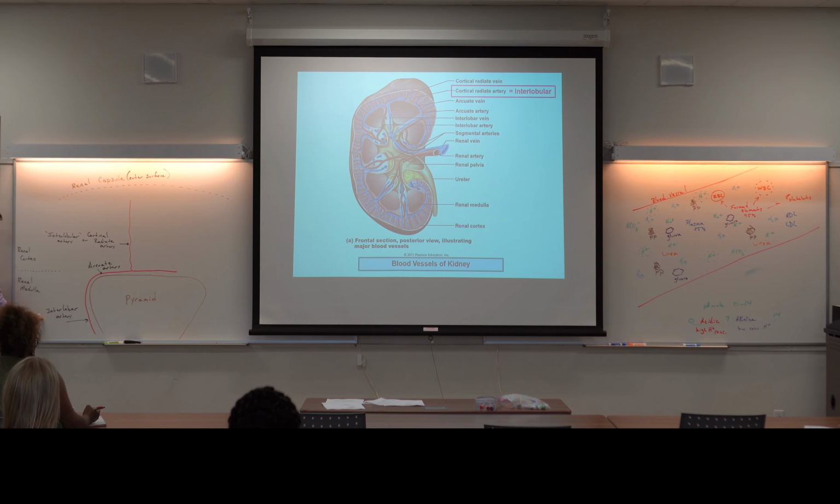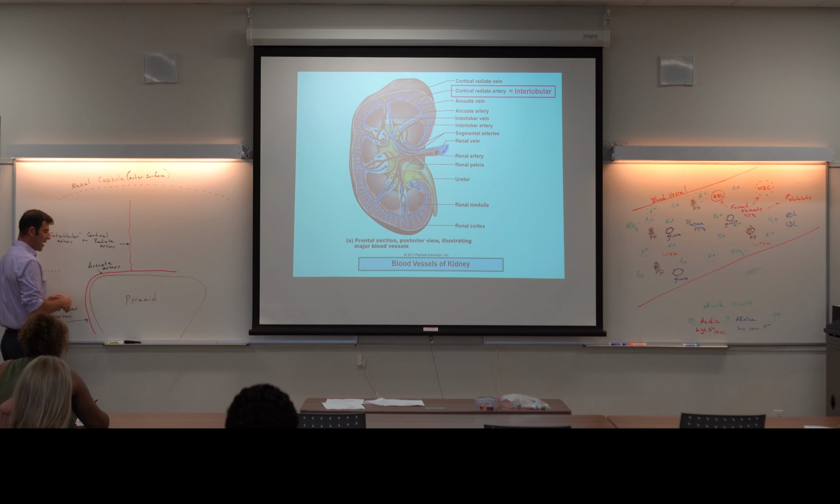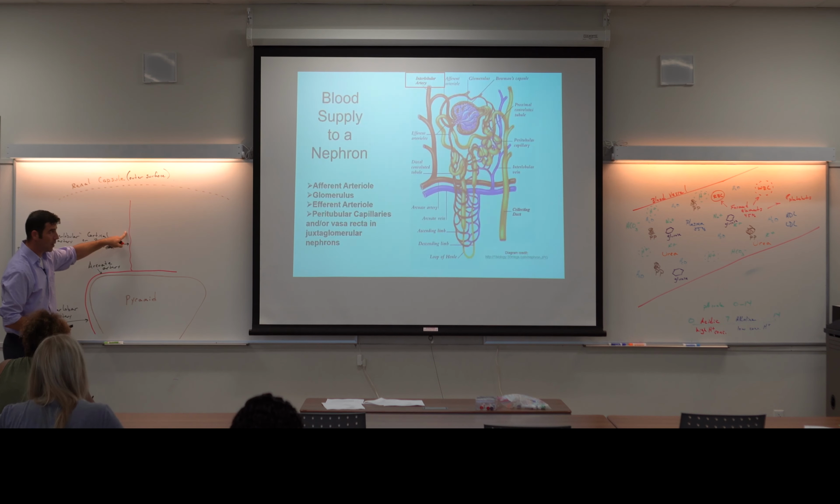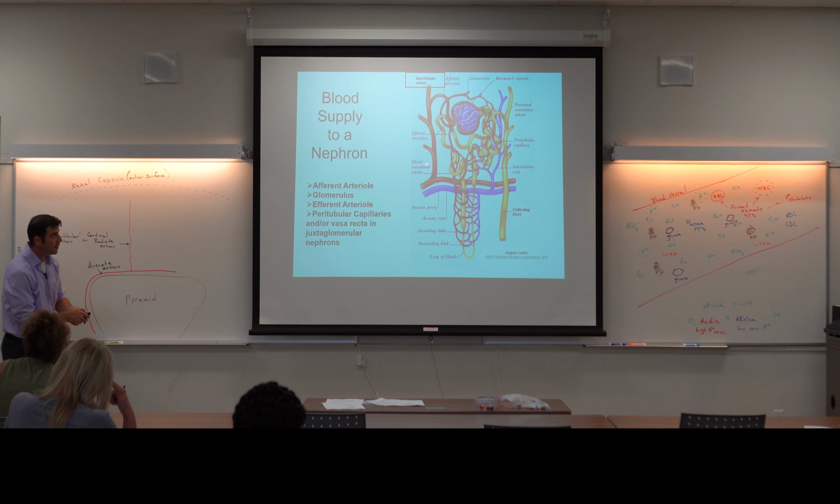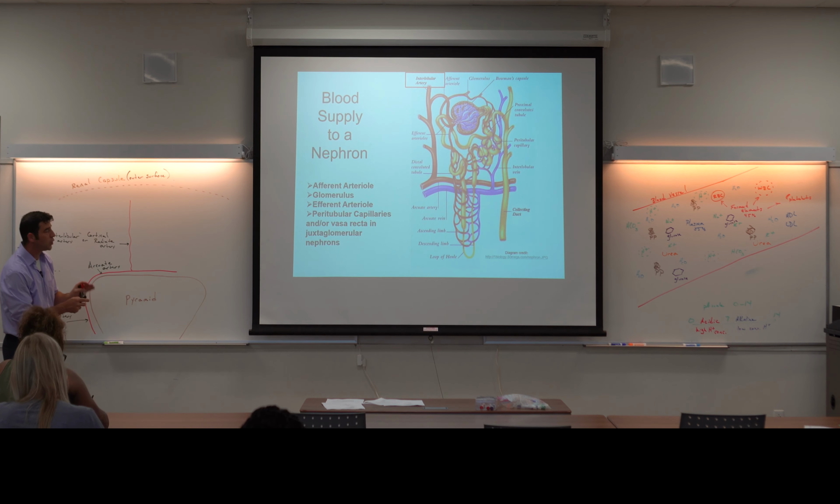So interlobar and interlobular sound very similar, so if you're going to use that term, be careful. Cortical radiate or interlobular describe these arteries that radiate out into the cortex. We can see a bunch of them. Now here's where we're going to zoom into this cortical radiate artery. This thing that's branching and making its way up, that is our cortical radiate artery or interlobular artery.